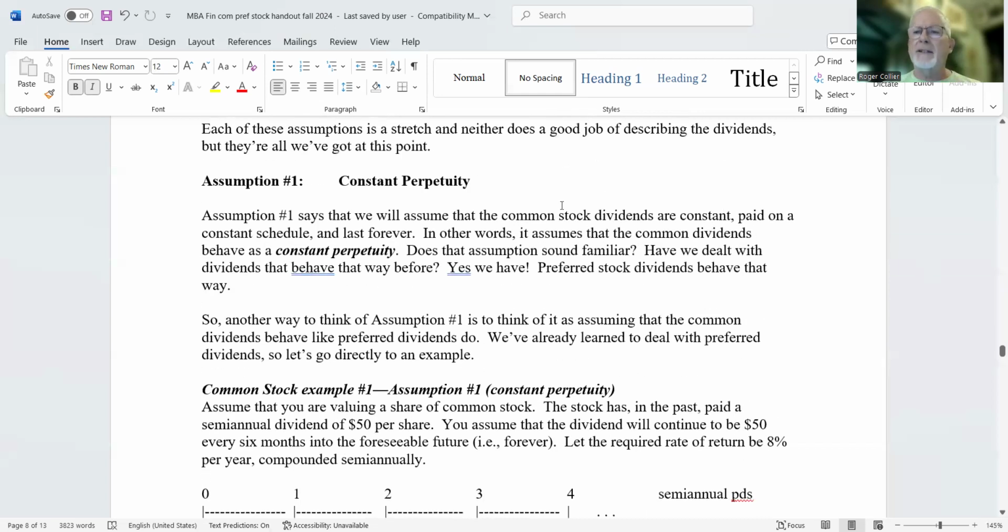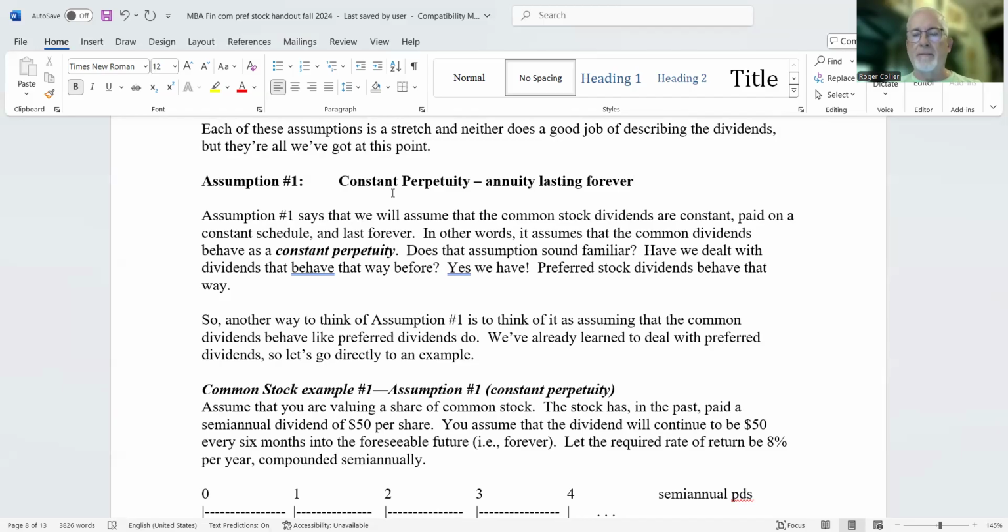What does that mean? Constant perpetuity. Well, we haven't called it that, but essentially it means an annuity lasting forever. Right? Calling it an annuity, what does that imply? Well, that implies that the cash flows, in this case dividends, are always in the same amount, and they're always paid on the same schedule, every 6 months, every quarter, every year. They're always the same amount, always paid on the same schedule, and we'll assume that they last forever.